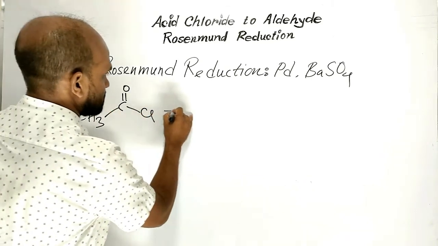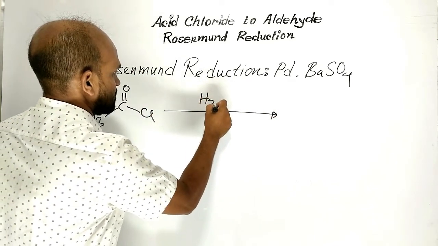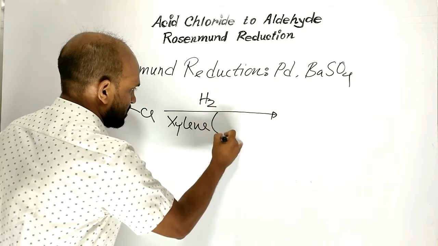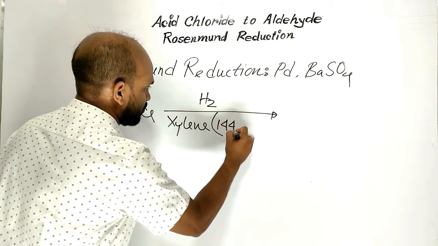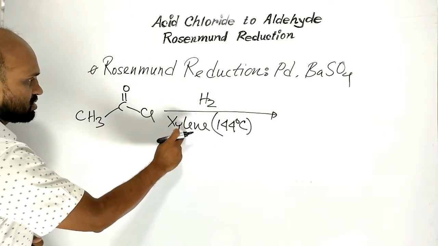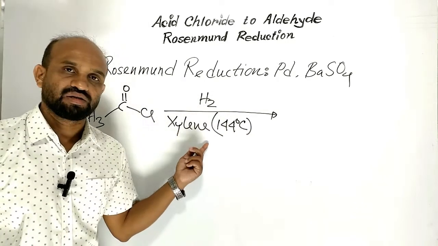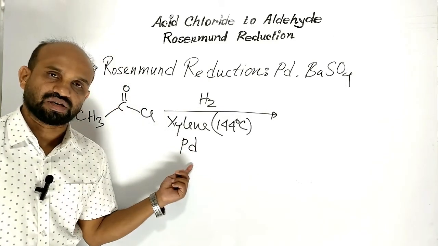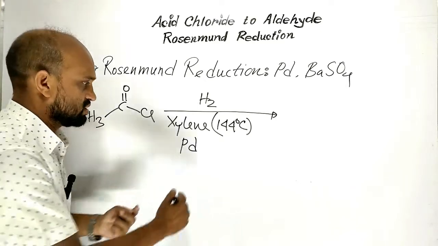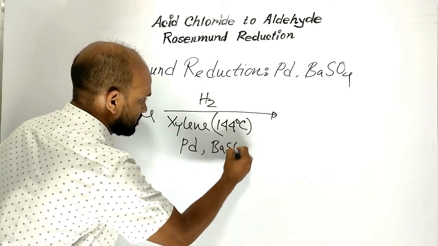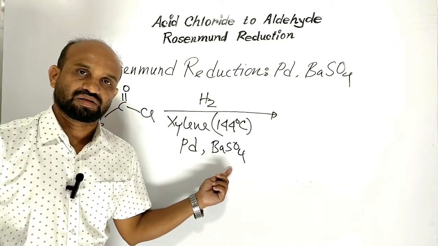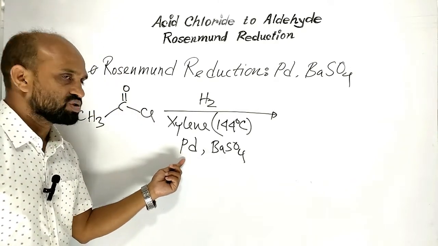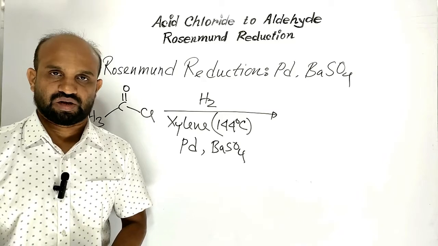This acetyl chloride is treated with hydrogen in presence of xylene solvent at the temperature 144 degrees Celsius. That is, here solvent is boiling xylene in presence of palladium, which acts as catalyst in the reaction, and barium sulfate is used here, which acts as catalyst poison. Here barium sulfate reduces the catalytic power of palladium.